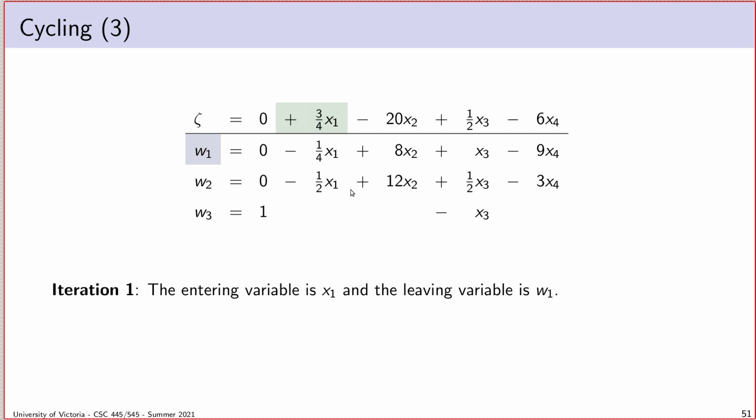Suppose I used a different pivot selection rule. Well, here's one. I could just choose x3 as the pivot. Okay, if I choose x3 as a pivot, neither of these two things are going to be the leaving variable because of the positive coefficient. But this will. So w3 will be the leaving variable. Notice that w3 imposes this bound here. That means that if I pivot on x3 with w3, that's non-degenerate. I will escape from the cycle at iteration 1.